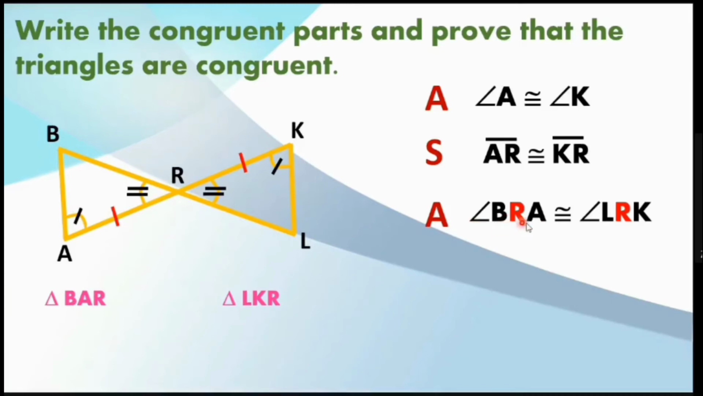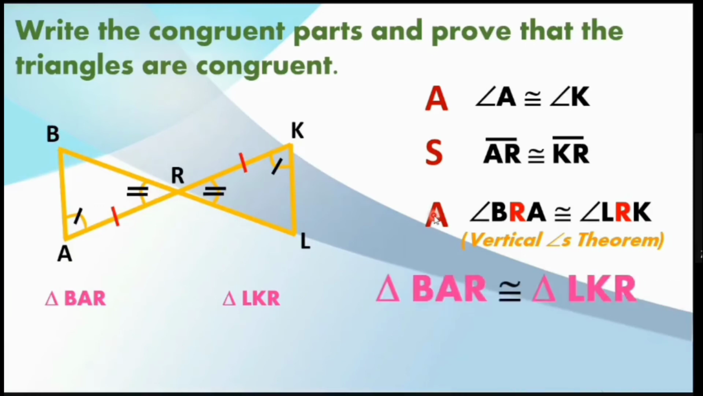Okay, so as we can see here, on the third corresponding parts that are congruent, we have angle BRA is congruent to angle LRK, and these two angles here are congruent because they are vertical angles. And according to vertical angle theorem, two opposite angles or vertical angles formed by intersecting lines are congruent. So we have here three statements saying that the two triangles are congruent based on ASA Congruence Postulate. Therefore, we can say that triangle BAR is congruent to triangle LKR by ASA Congruence Postulate.